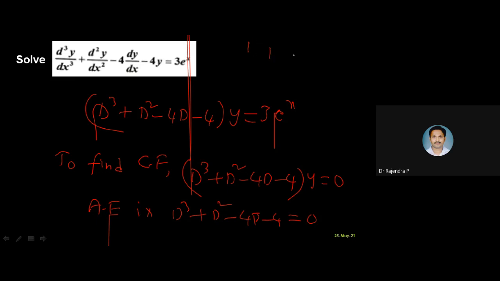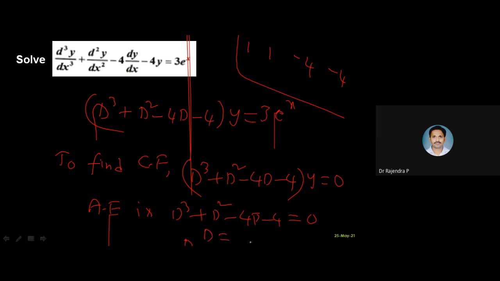What are those coefficients? 1, 1, minus 4, minus 4. So CF is C1 e to the power of minus x plus C2 e to the power of 2x plus C3 e to the power of minus 2x. So the roots here are real and distinct, unequal. When we have 3 roots, we get it like this while solving.